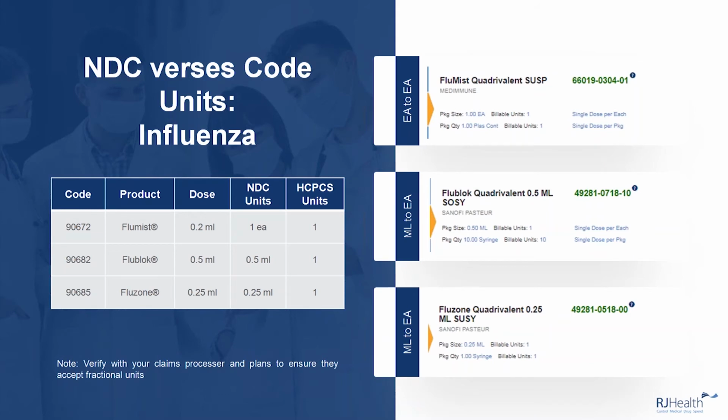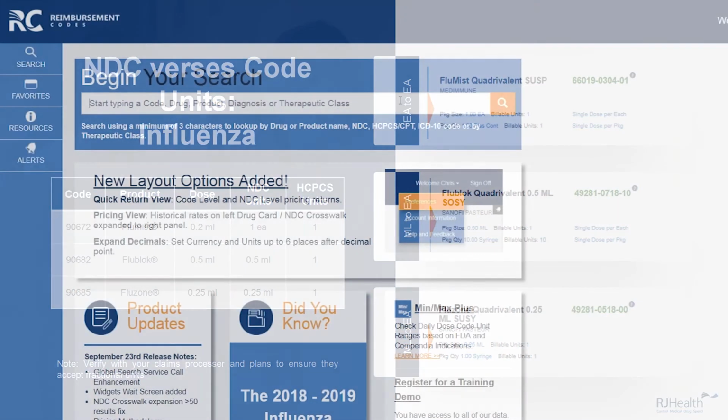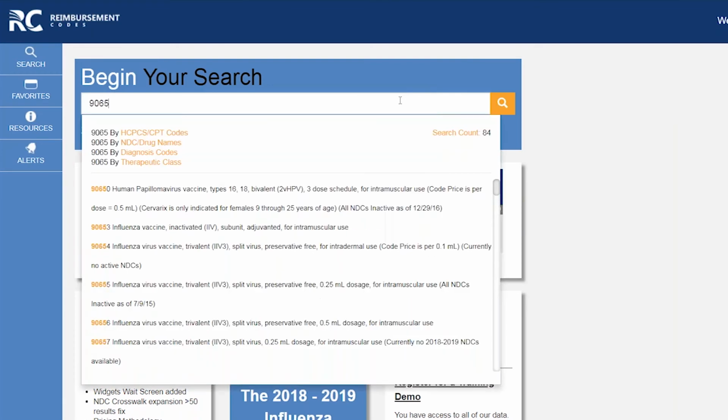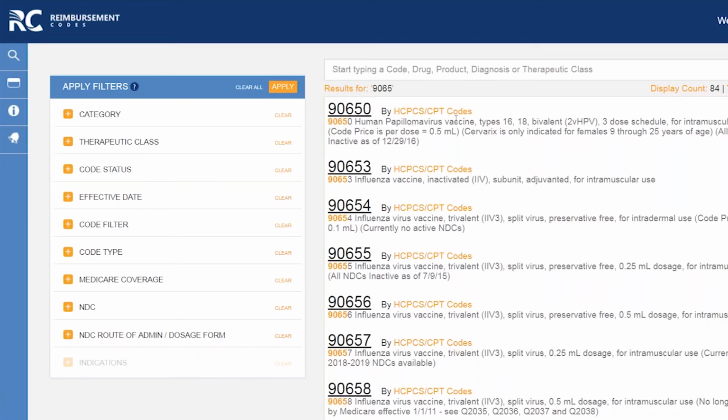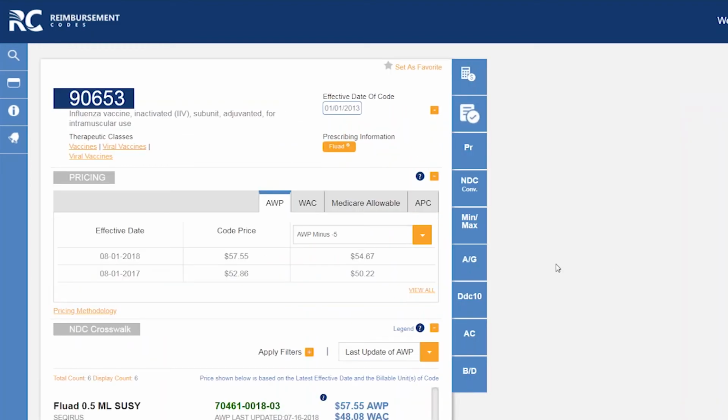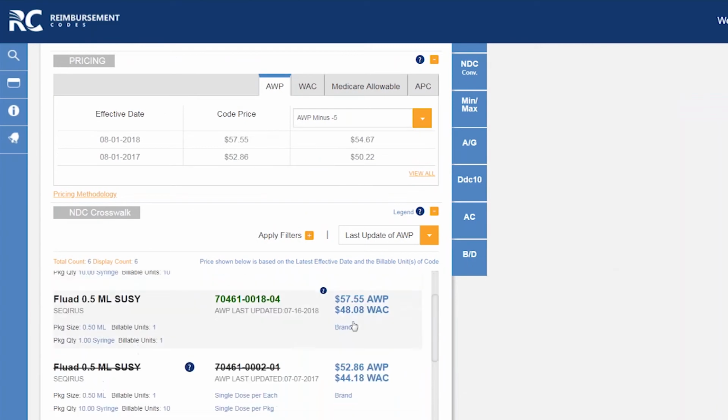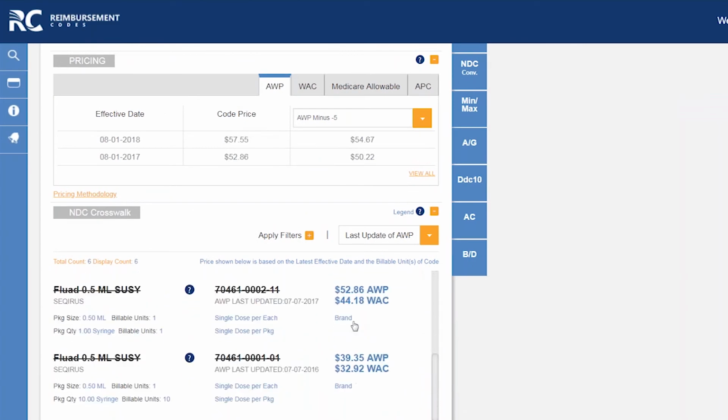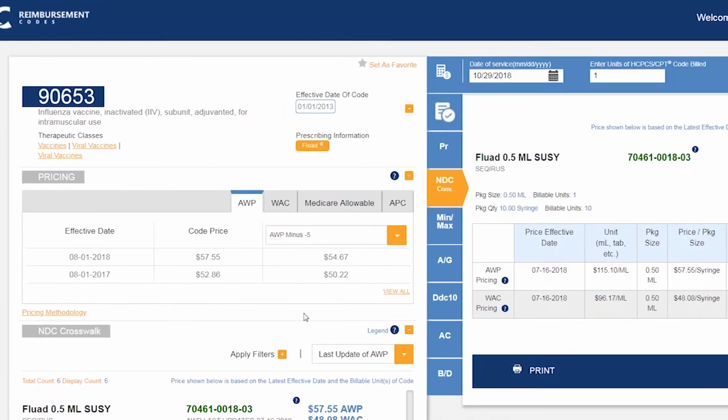So can we have an understanding of how this could affect pricing of the vaccine? Certainly. So using a product like reimbursementcodes.com, I can use our global search and enter in different pieces of information, and come up with the code level price for each of these NDCs, as well as the NDC level price, as shown here.